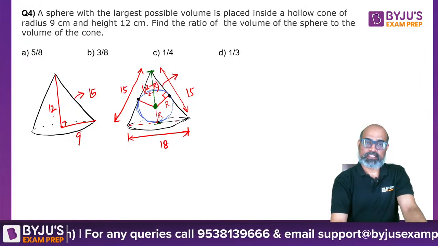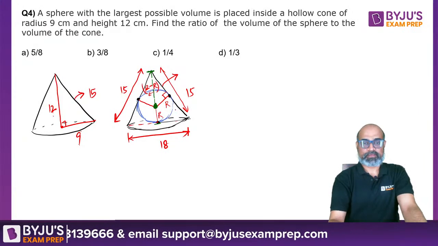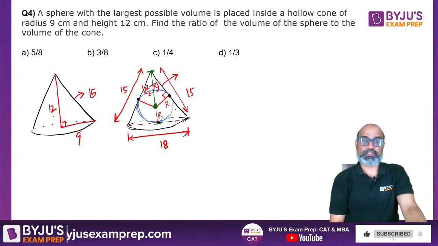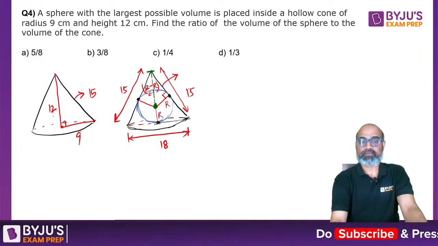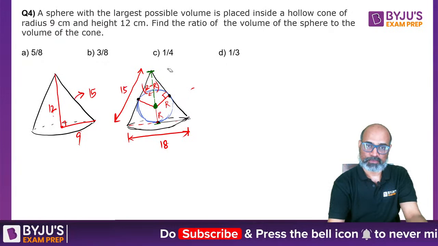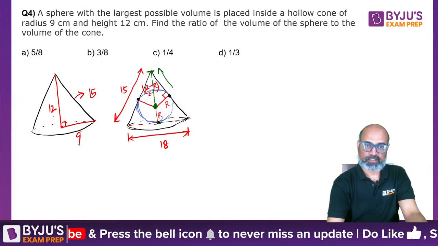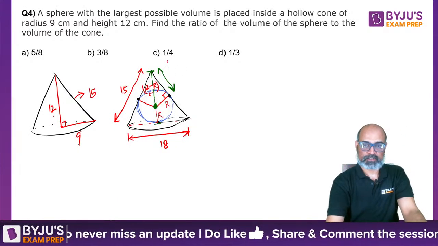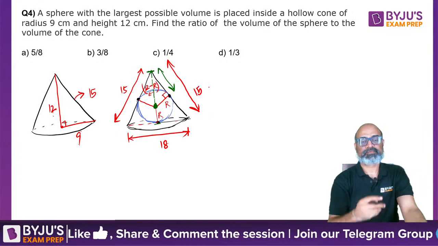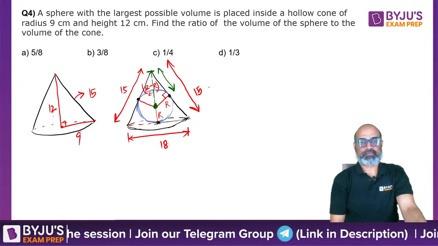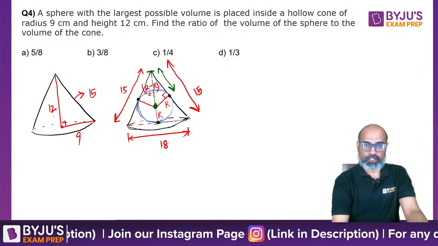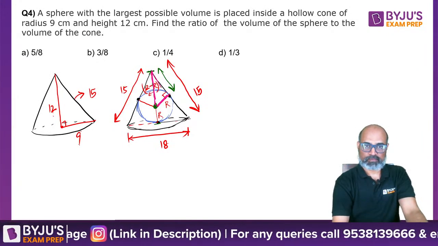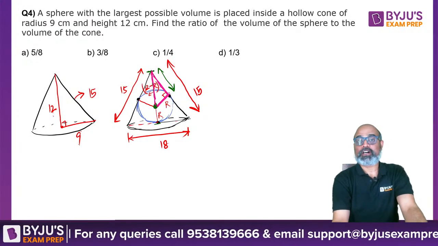Can we find out how much length this is going to be? Can we use similarity? Can we use a triplet? Can we do a hit and trial? Looking at the options, that the volume is 1/3, it's 1/4, it's 3/8. So how much will this length be? Because the entire length is 15. Anyone? Because the moment I get this length, I'm going to use Pythagoras theorem in this right angle triangle, and I'll get the value of r.